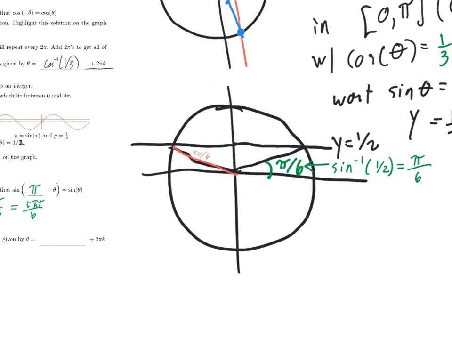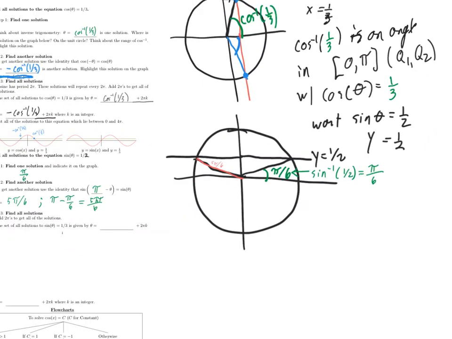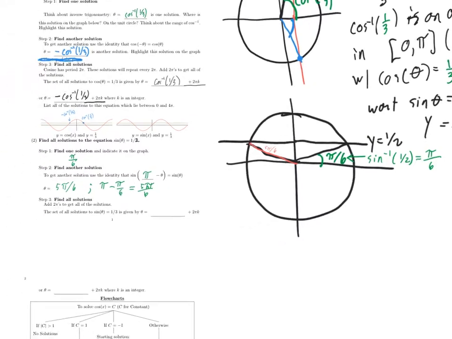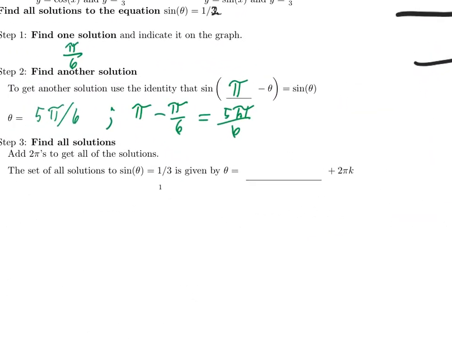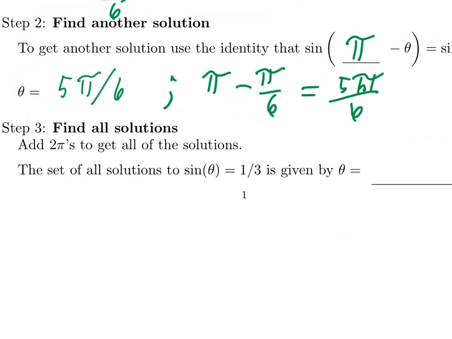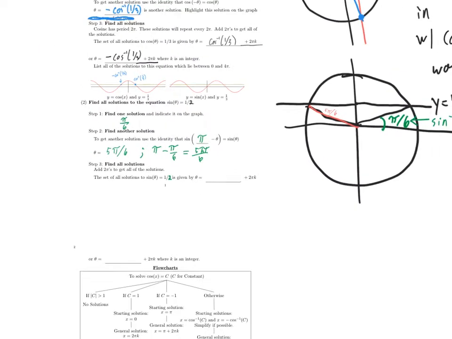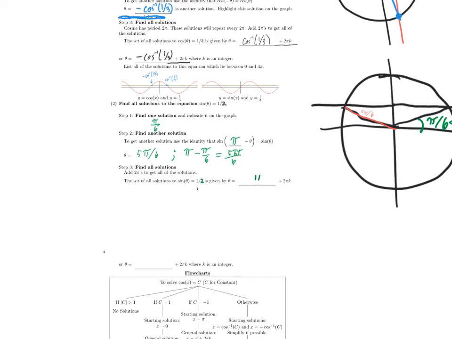Now that we found the two solutions we see in the unit circle, we can get all of the solutions by adding 2 pi k's. The set of all of the solutions to the equation sine of theta is equal to 1 over 2 is given by theta equal to pi over 6 plus 2 pi k and 5 pi over 6, excuse me, had to sneeze, plus 2 pi k.